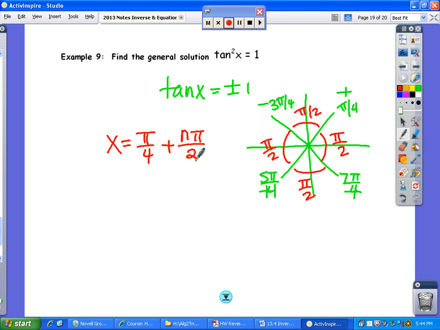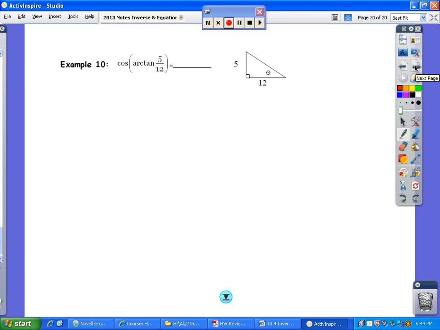All right, last question. Different type of question. If they tell me the arc tangent is 5 over 12, then this is going to represent an angle, so I can set up the following triangle. Because it's tangent, I know that 5 is opposite and 12 is adjacent. Now, it's asking me for cosine. Cosine is defined as adjacent over hypotenuse. So I need to find my hypotenuse. Hopefully you remember your Pythagorean triple. So the hypotenuse is 13.